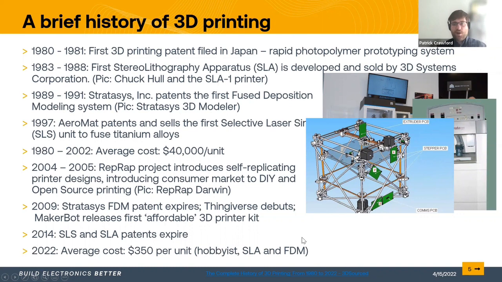And now the average cost of printers, granted taking into account kind of a wide variety of consumer level printers anyway, is only about $350, with bigger build volumes and better quality than any of these industrial machines in the 80s and 90s ever had, give or take.